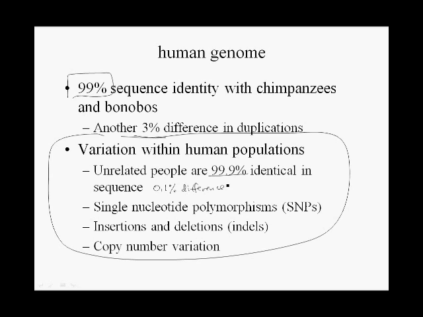0.1% at first doesn't seem like a lot, but we have to multiply that by 6 billion base pairs. This gives us 6 million base pairs. So each person varies by about 6 million base pairs from any other person on the planet. And I think you will agree that this is plenty of variation.